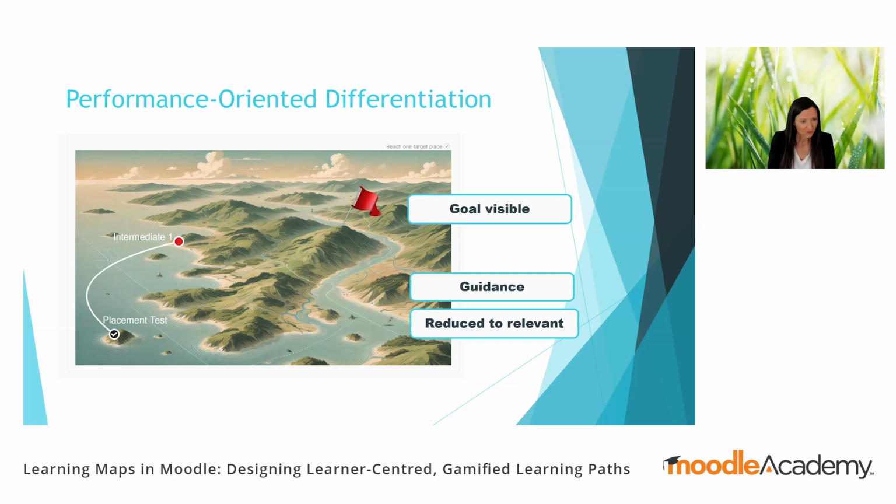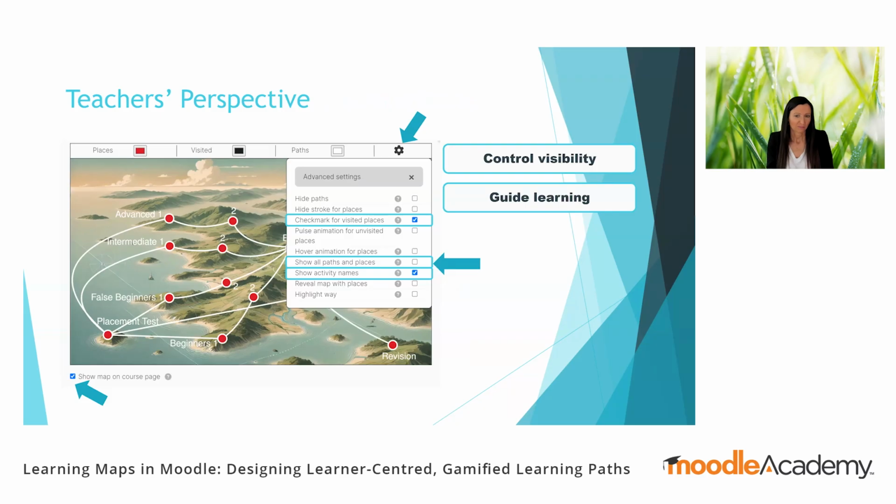Now, for you as a teacher, the learning map, if you enter the settings, looks more or less like this. Well, the picture is your own, the picture that you choose, but you have the different settings. You can have the path displayed or hidden. It's you who controls the visibility, which means that you are the ones who guide the learning. But the learner still has a lot of choices if you want to.